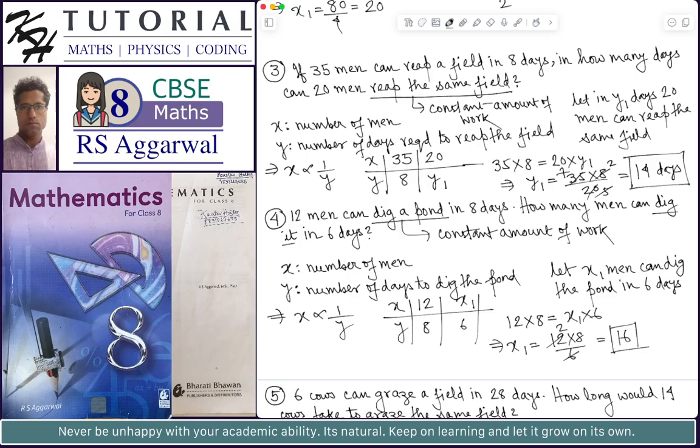Now as you can see, 12 men were digging the pond in 8 days. Now if x1 is the number of men required to dig the same pond in 6 days, definitely since 6 is less than 8, x1 has to be more than 12. So we are getting 16. Okay.